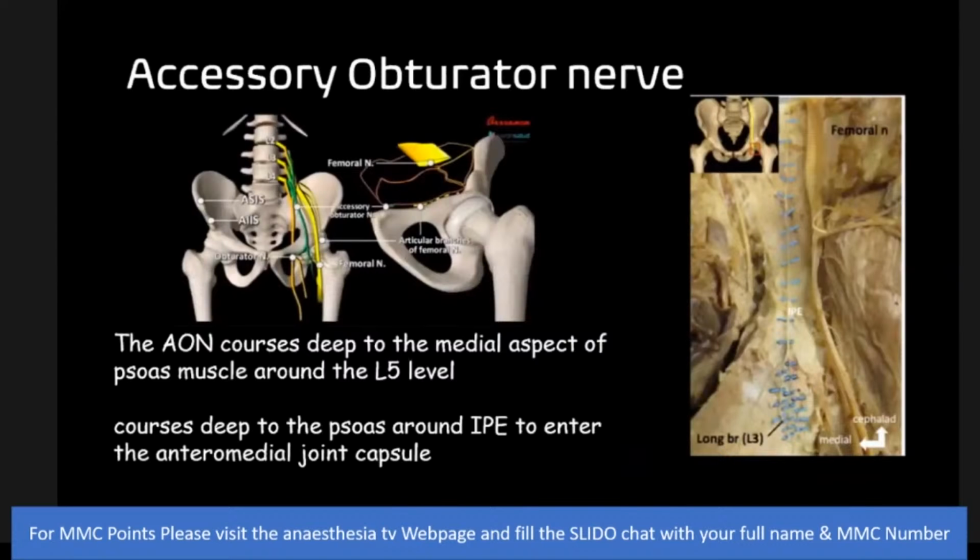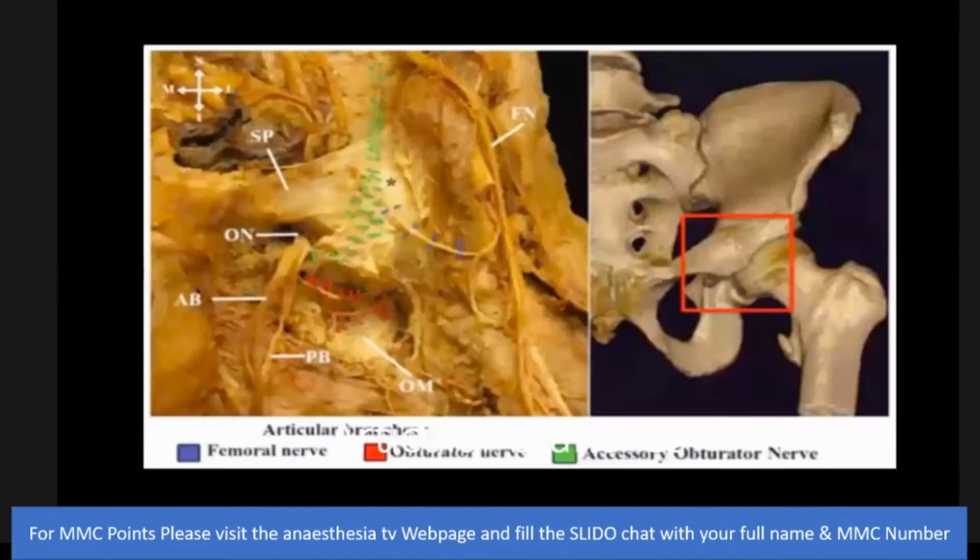The third nerve, the accessory obturator nerve, arises from L2 to L4 ventral rami and descends deep to the medial aspect of the psoas muscle at L5 level. It crosses the iliopubic ramus close to the iliopubic eminence to supply the anterior and medial joint capsule, pectineus, and adductor muscles.